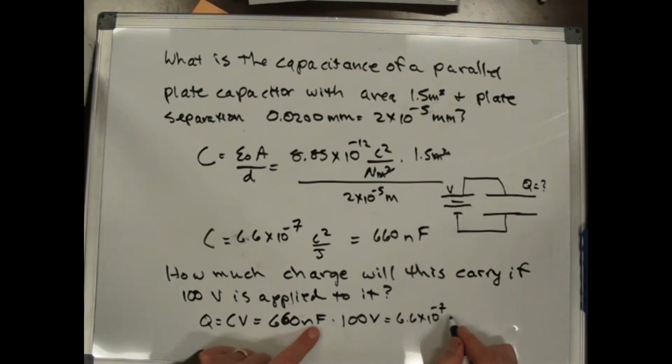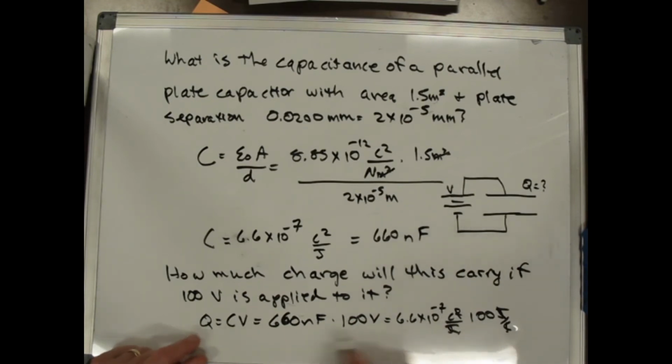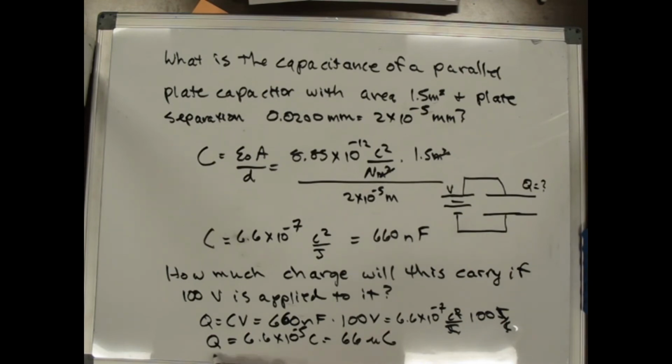So a farad is a Coulomb squared per joule, and a volt is a joule per Coulomb. So I cancel a joule and a Coulomb and a Coulomb. My answer comes out in coulombs, and that's good because that's what I was after. And so it's 6.6 times 10 to the minus 5th coulombs, or 66 microcoulombs. This much charge is on there.